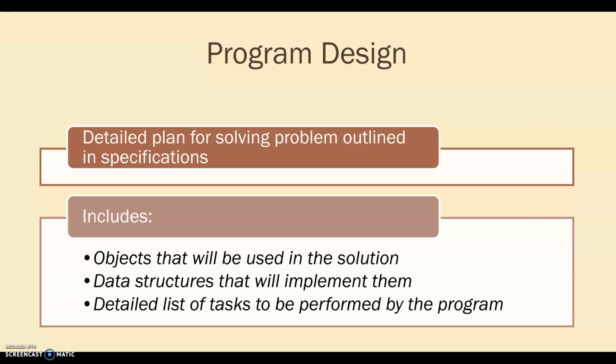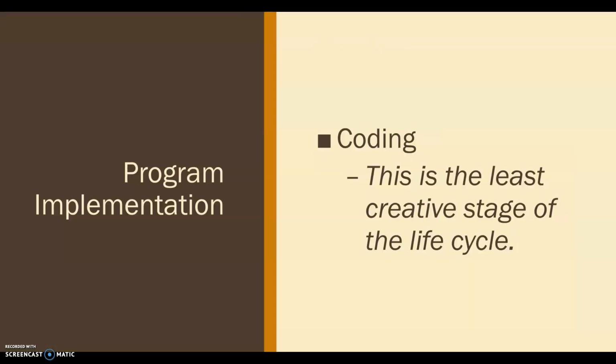Program design. This is the detailed plan for solving problems outlined in the specifications. The program design will include objects that will be used in the solution, data structures that will implement them, and detailed lists of tasks that are to be performed by the program. A good design provides a fairly detailed overall plan at a glance without including the Java code. Program implementation. You should know that during the implementation phase, coding is the least creative stage of the life cycle.